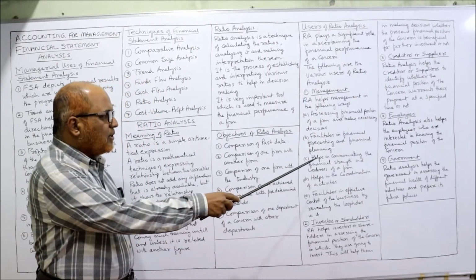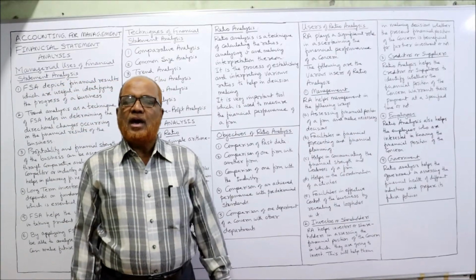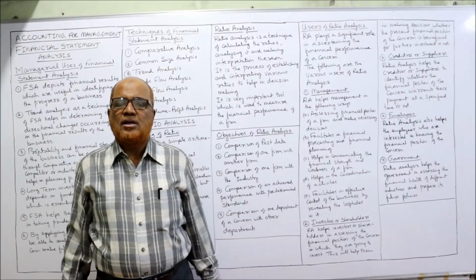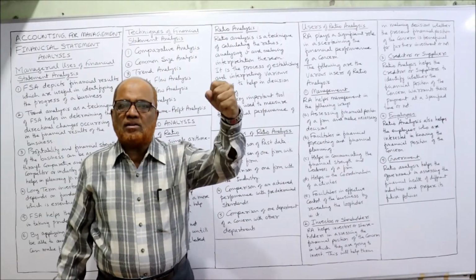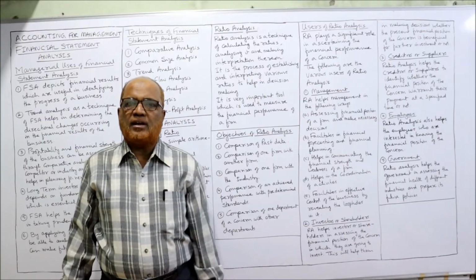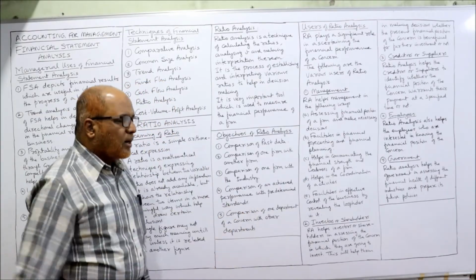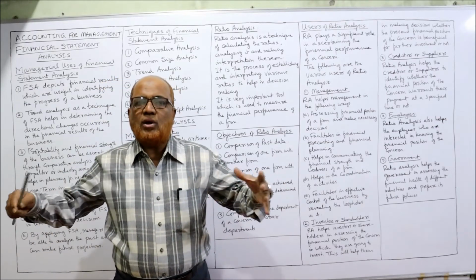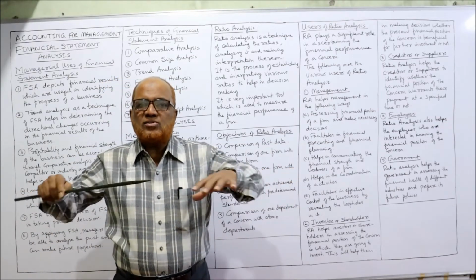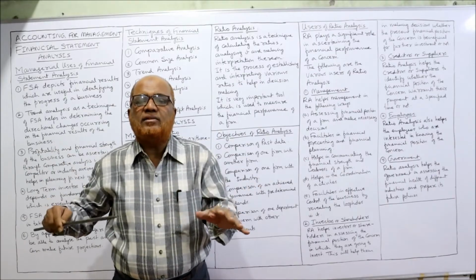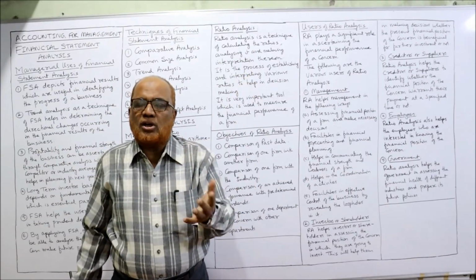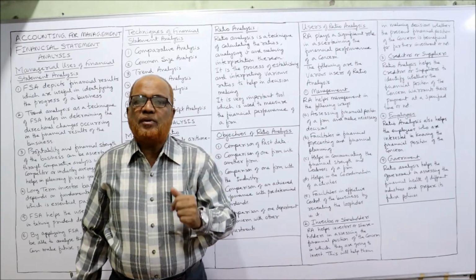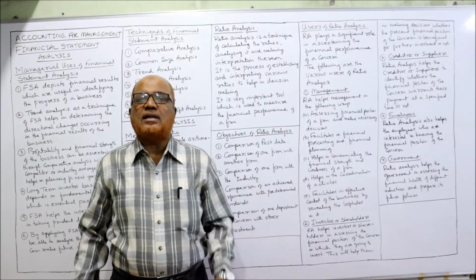Third, it helps in communicating the financial strength and weakness. Every management wants to find out the strengths and weaknesses of the business so that it can maximize its strengths and minimize the weaknesses. Next, it helps in coordination of activities. When the business grows, the activities will also grow. Until and unless we coordinate all the activities, the objective of the organization cannot be achieved. So coordination is a big problem, and ratio analysis will be very helpful to the management for coordinating the activities.